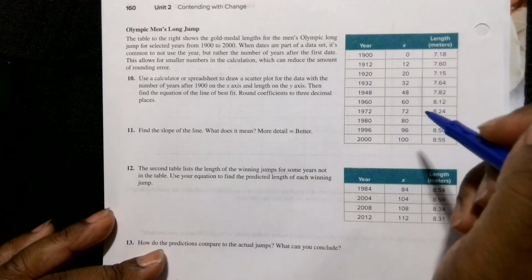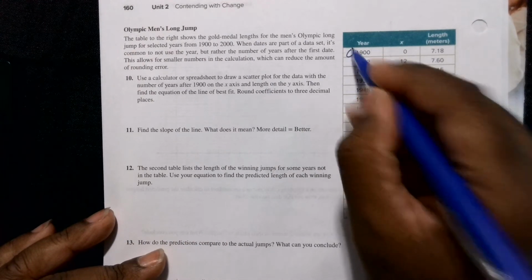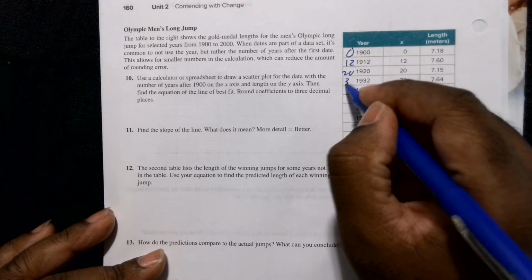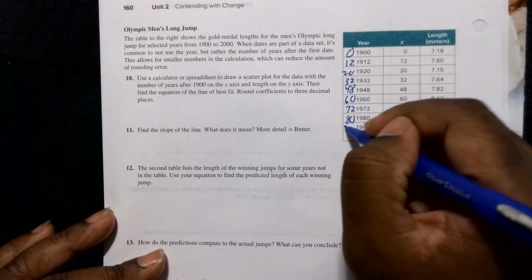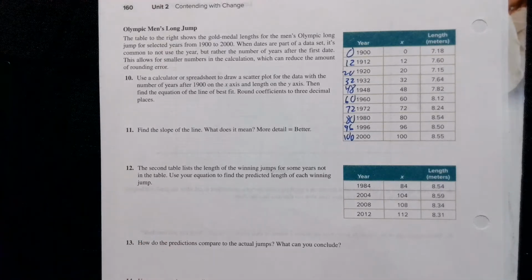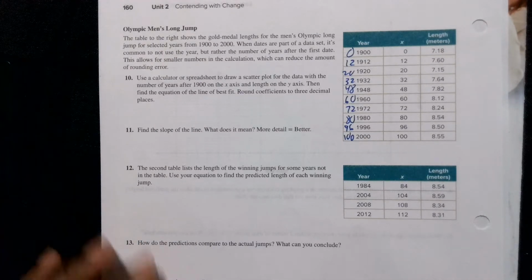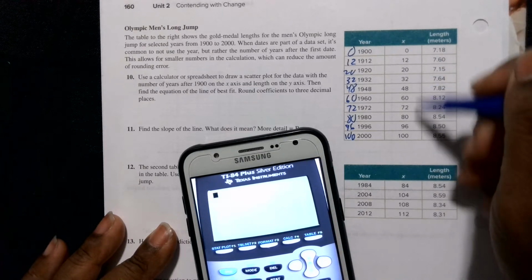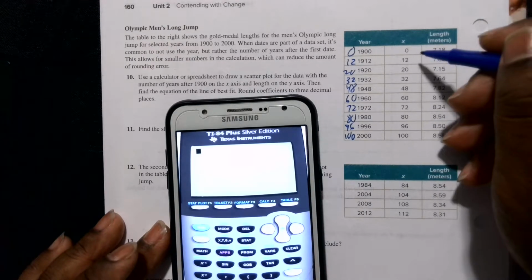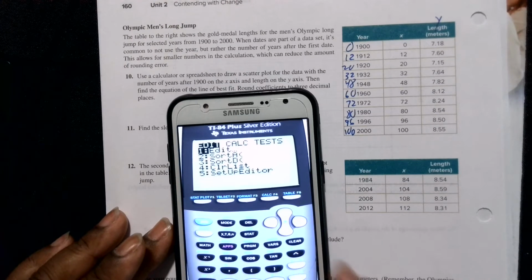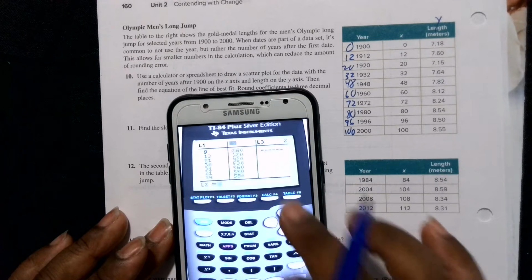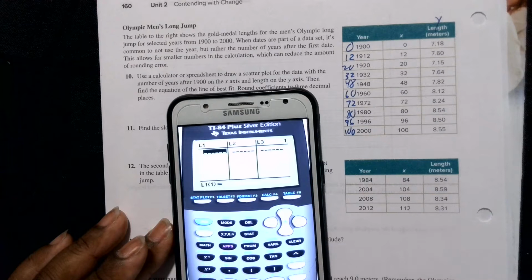So they ask us years since 1900. So this would be 0, 12, 20, 32, 48, 60, 72, 80, 96, and 100. So this right here, and it's already stated here, I didn't notice that, but that's good. This was stated here as our x value. This length would be our y value. So we would go to stat, press enter, clear out our L1 and L2, and then our L1 would be 0, 12, 20, and so on.